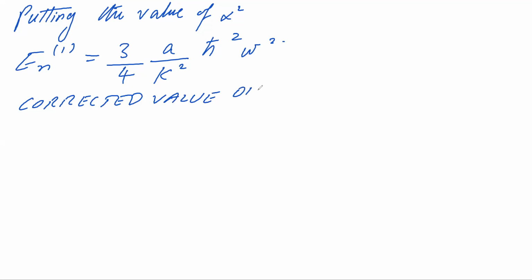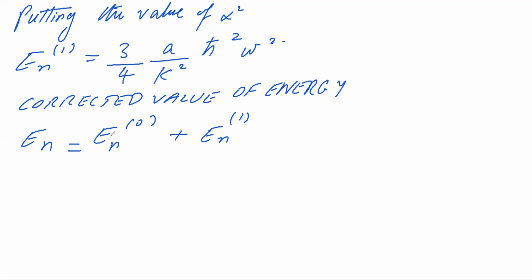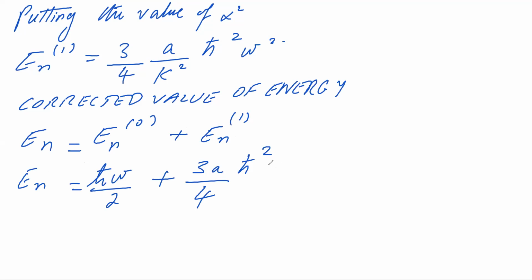So the corrected value of energy will then be given by E_n is equal to E_n superscript 0 plus E_n superscript 1. So it's a combination of the unperturbed part and the perturbed part. For a harmonic oscillator, we know that E_n^0 is equal to h bar omega over 2. And now we can also substitute the value that we calculated for E_n^1. So this is 3a over 4 into h bar squared omega squared over k squared.